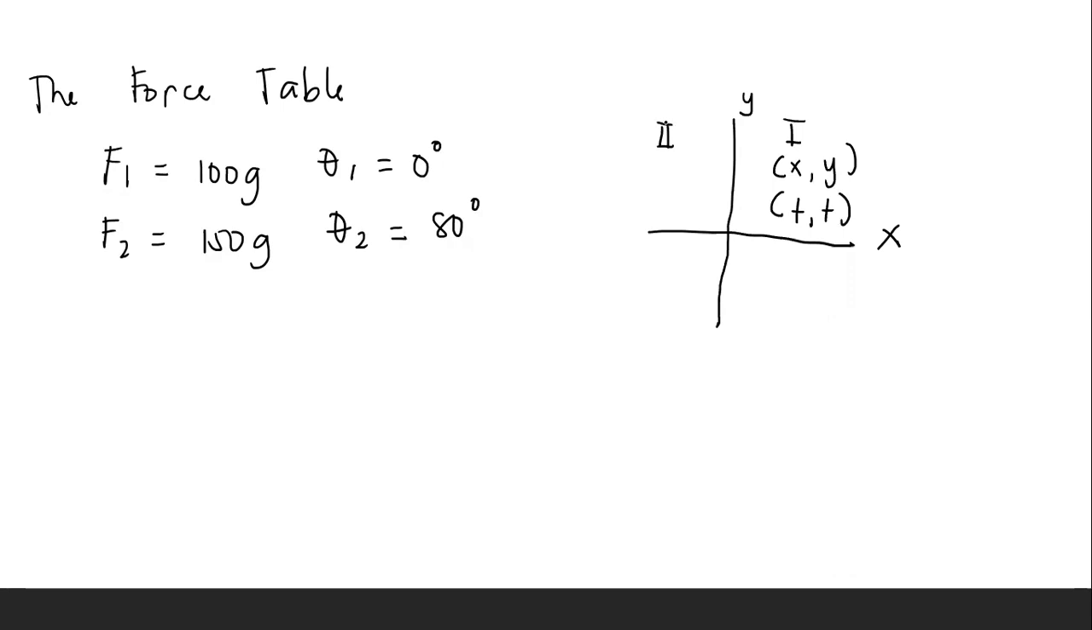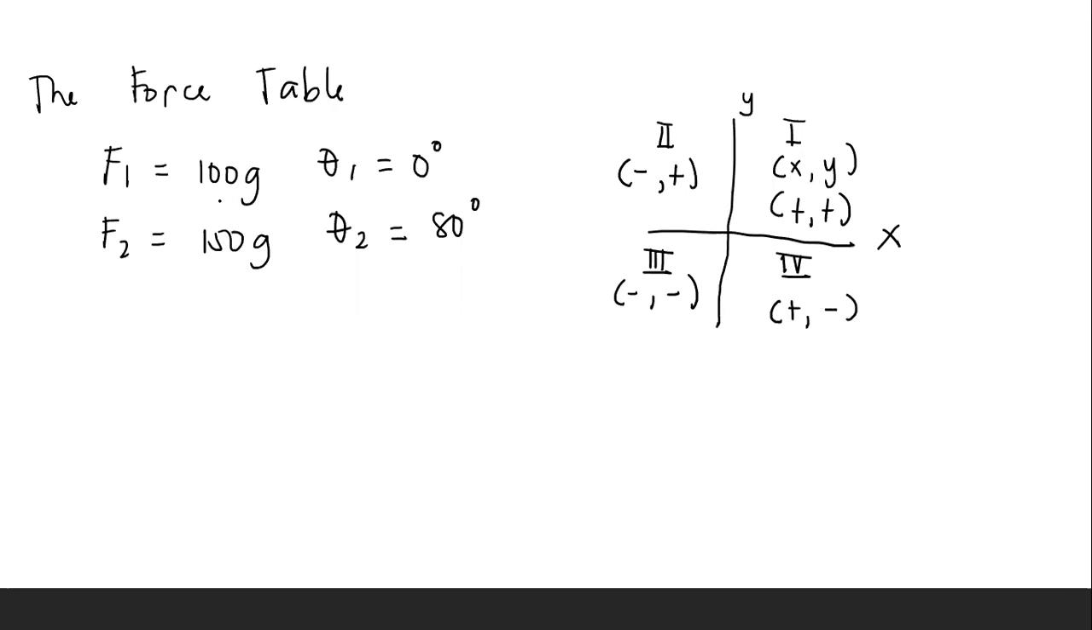While for the second quadrant, we have the sign of your x as negative. Why? Because going to the left, while your y is positive. For the third quadrant, your x is going to the left, therefore negative. Your y is downward, negative. For the fourth quadrant, we have positive for x, negative for y.